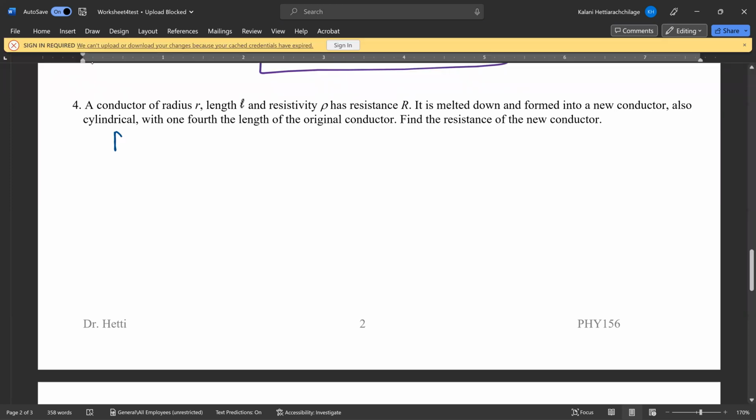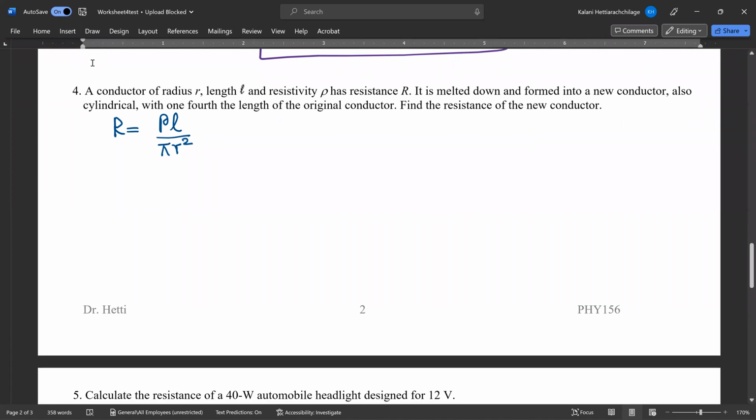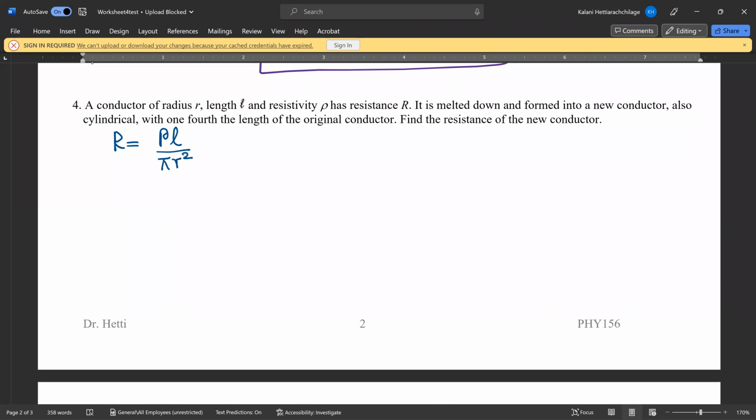So what that means is the formula that we know, R equals rho L over the cross-sectional area, and radius R means the cross-sectional area is pi R squared, right? Now it is melted down. So let's draw it. You have a resistor like this, which has radius R, length L, and resistivity rho. And then you melt it down.